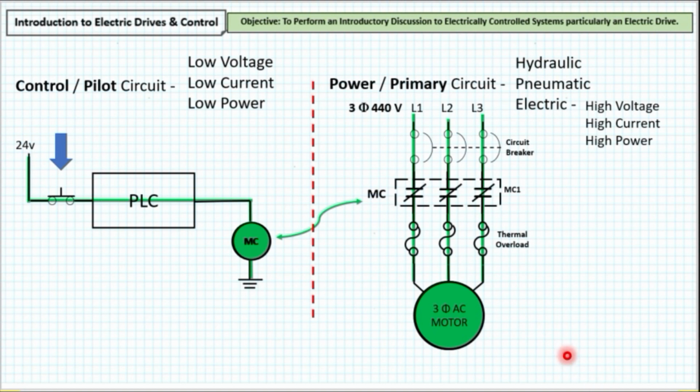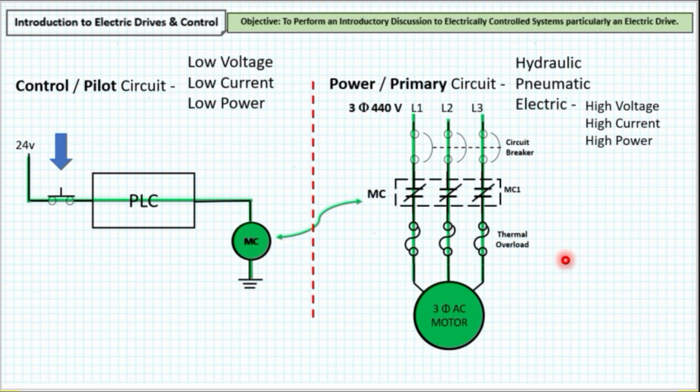Okay. So what can be the reason why there's an isolation between the control and power circuit? At this case, sa case na to, makikita natin yung control circuit natin 24 volts. Ating power/primary circuit is 440 volts 3-phase. So they are very different. Okay? So isolated lang siya using a magnetic contactor coil and its contacts.